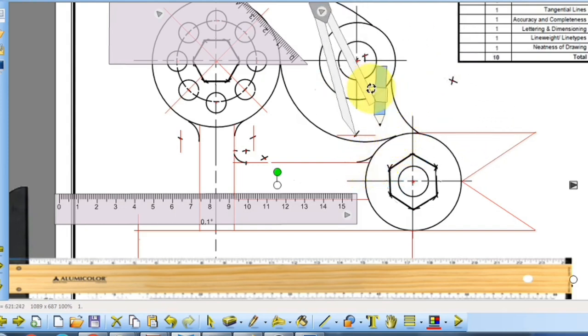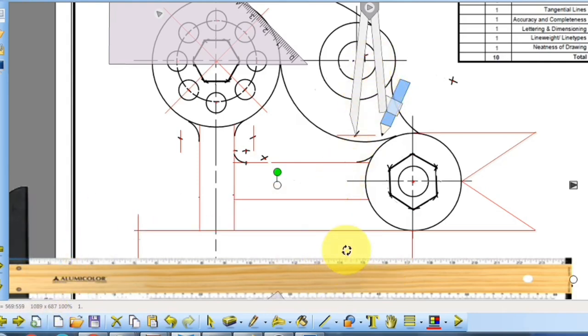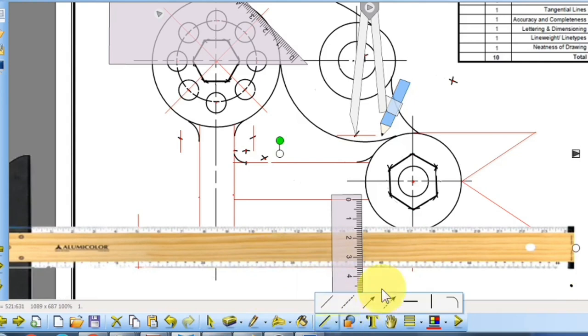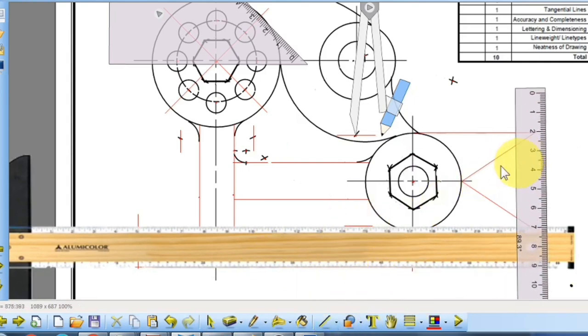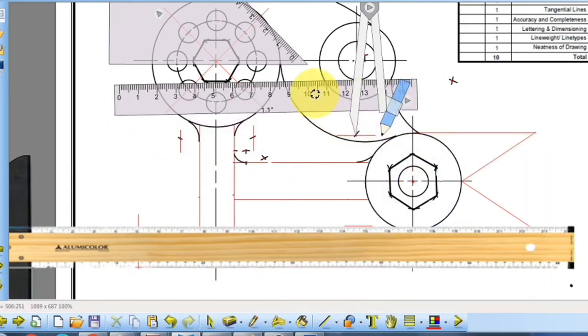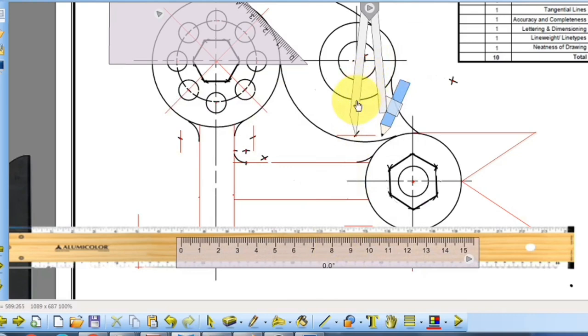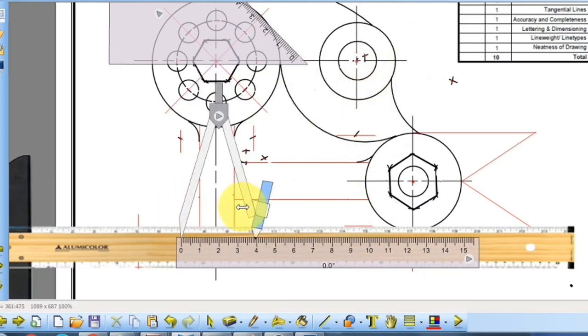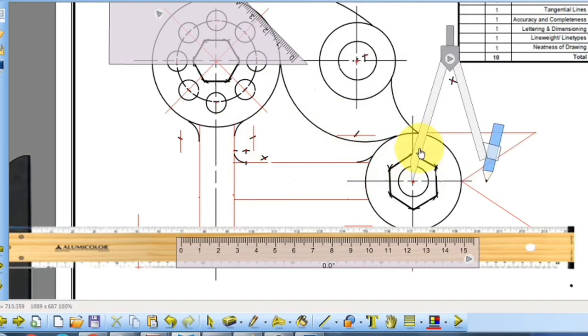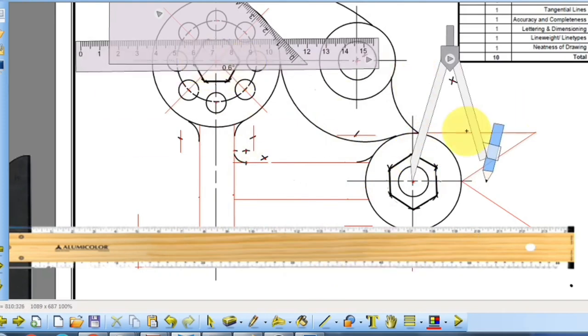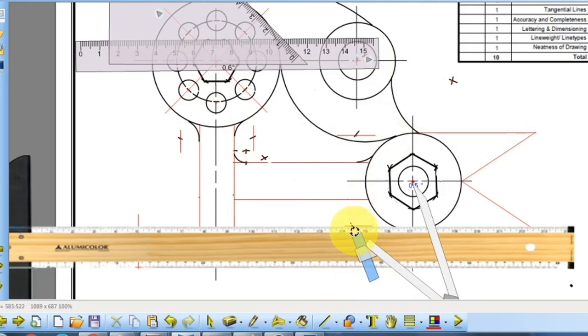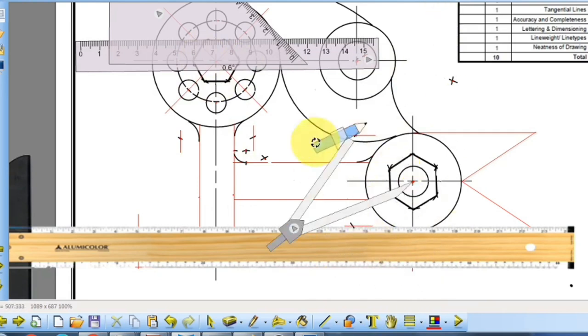Okay, next. So do the same at the bottom. So draw a line of 14. Draw a line 14 here. 14 is this one, yeah? Alright, so we're going to draw a line here, 14. And open the compass to 39. 39 is here. So 39 from here. This is the center. And we are going to draw an arc.